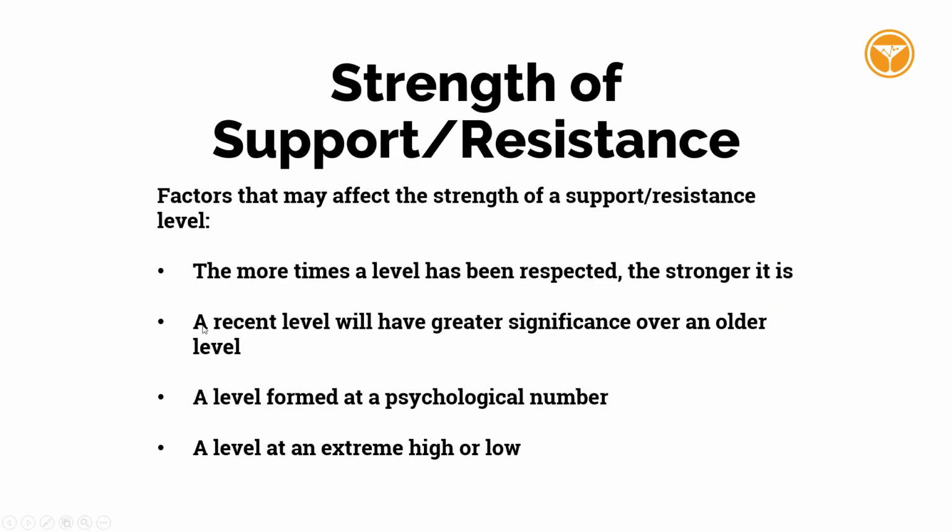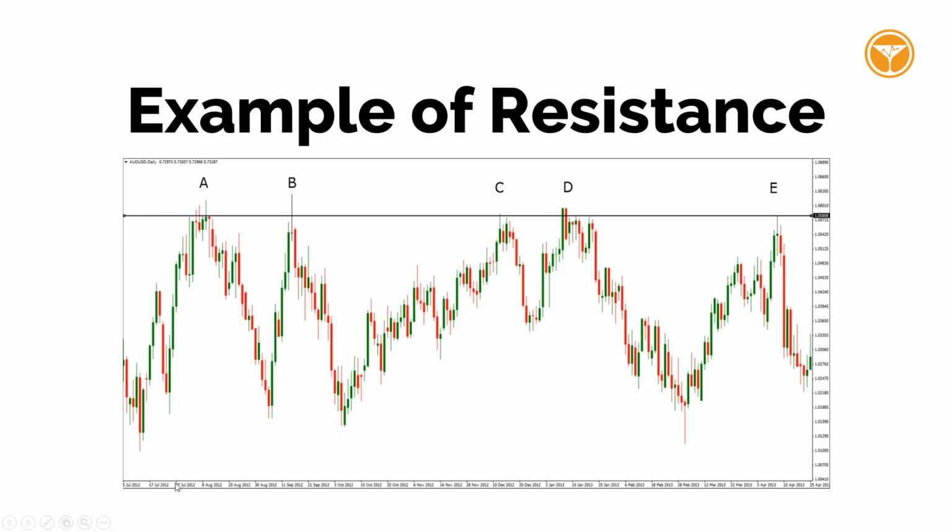It's also important to look at a recent level, which will have a greater significance over an older level. So if we're thinking about this, here we have a daily. This resistance level starts in 2012 and ends, what we can see anyway, in 2013. So for a daily, you might be able to use support or resistance from a year back. For an hour chart, however, you wouldn't want to look more than a month or two back at max.